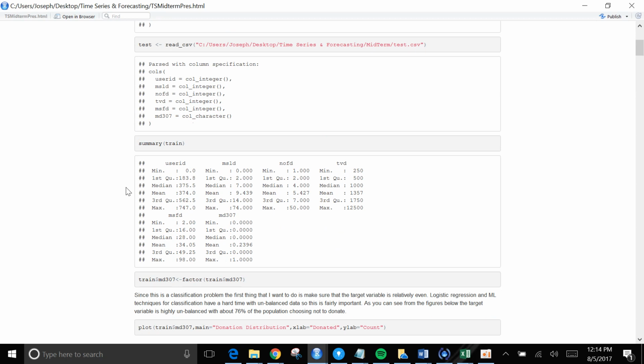The summary statistics don't show anything super interesting, I didn't think, except for this one potential outlier right here of max 12,500 cc's of total volume donated. That potentially seems extremely high, considering that the 75th percentile right here is only 1,750. That seems really high, but again, it's only one observation, as we'll see later on in some box and whisker plots.